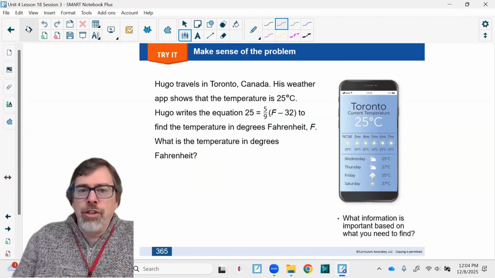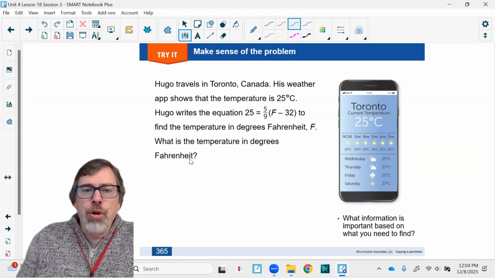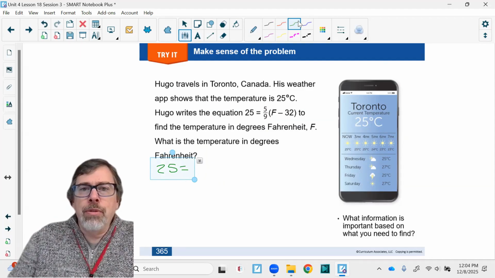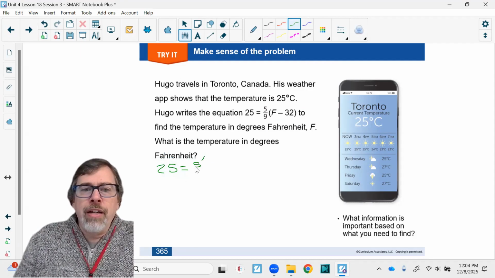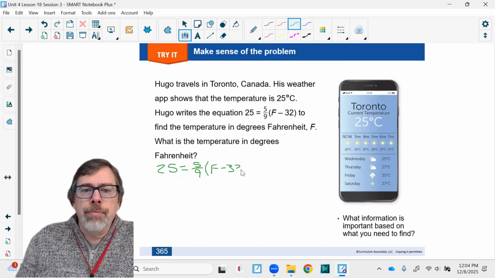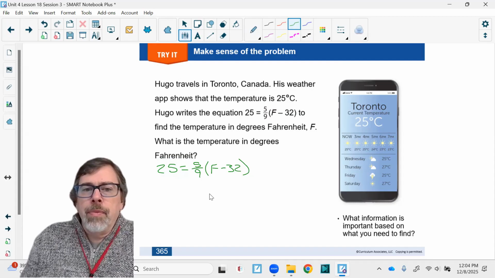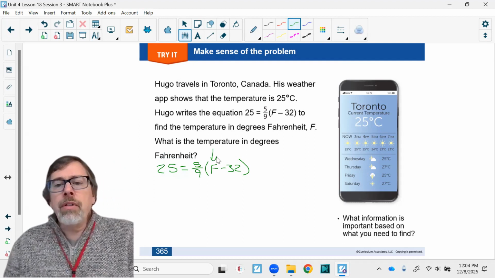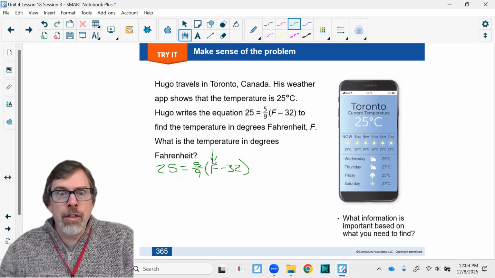Hugo writes the equation. I'm going to write this. Hugo writes the equation 25 equals 5 over 9, parentheses, F minus 32. Okay. To find the temperature in degrees Fahrenheit, what is the temperature in degrees Fahrenheit? We have to find F. In other words, we want to get this variable by itself. It's called solve for the variable or isolate the variable.